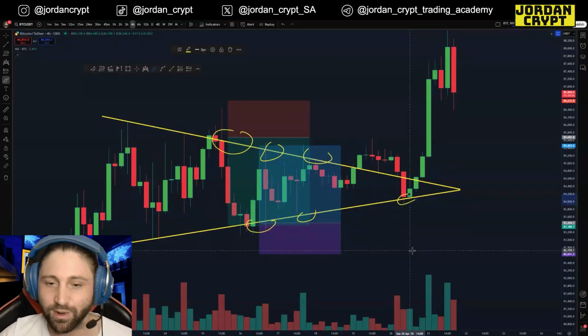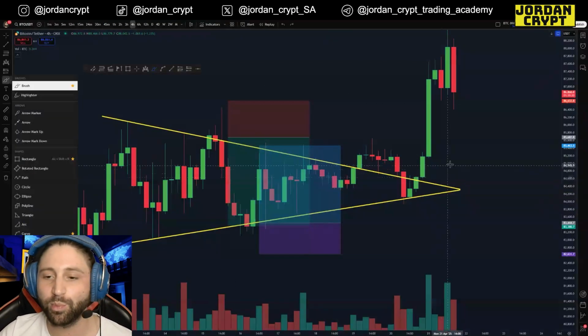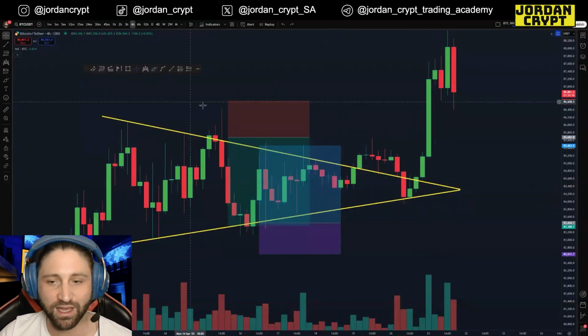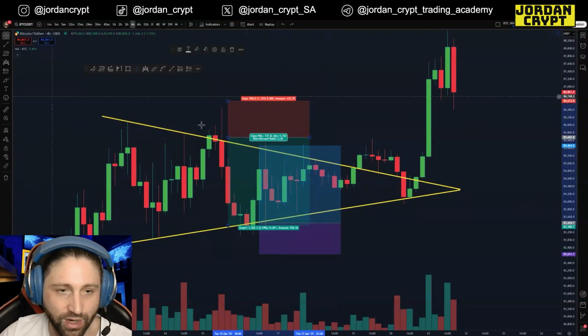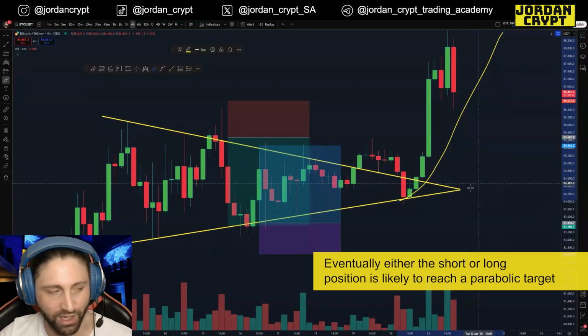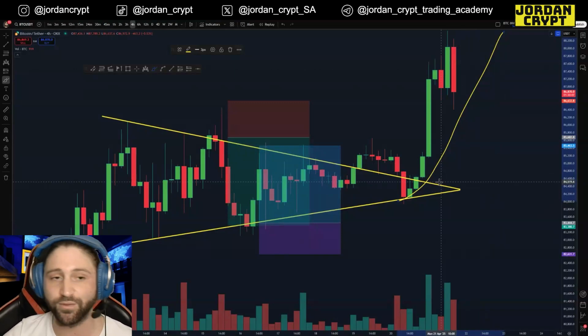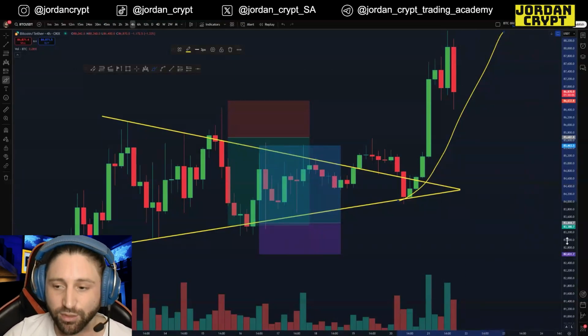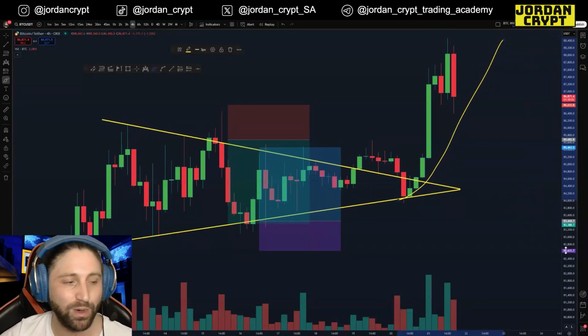And what happens here is that eventually this pattern will break out either to the upside or the downside, and either your long trade or your short trade will go into parabolic profits. I know this is not one of the more well-known strategies for trading this triangle. It is a little bit more advanced, but for me, it really is the pro way to do this.